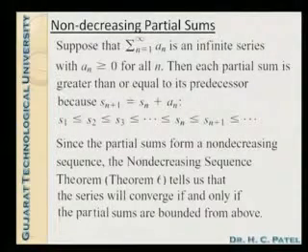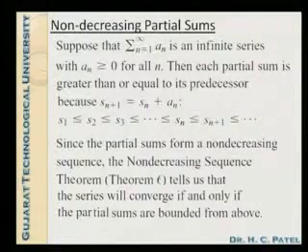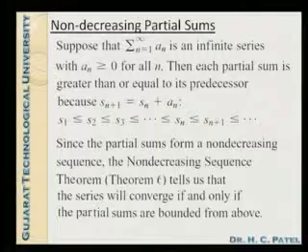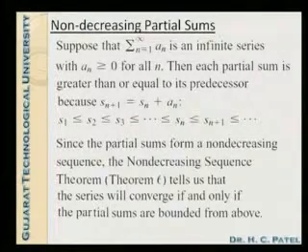Now we have to see non-decreasing partial sums. Suppose that sigma an is an infinite series with an positive for all n. Then each partial sum is greater than or equal to its predecessor, because S(n+1) is equal to Sn plus an. So we can consider that S1 is the smallest term, then it will increase: S1 ≤ S2 ≤ S3 ≤ Sn ≤ S(n+1). So here the sequence of partial sums, in the case of positive terms, is a non-decreasing sequence.